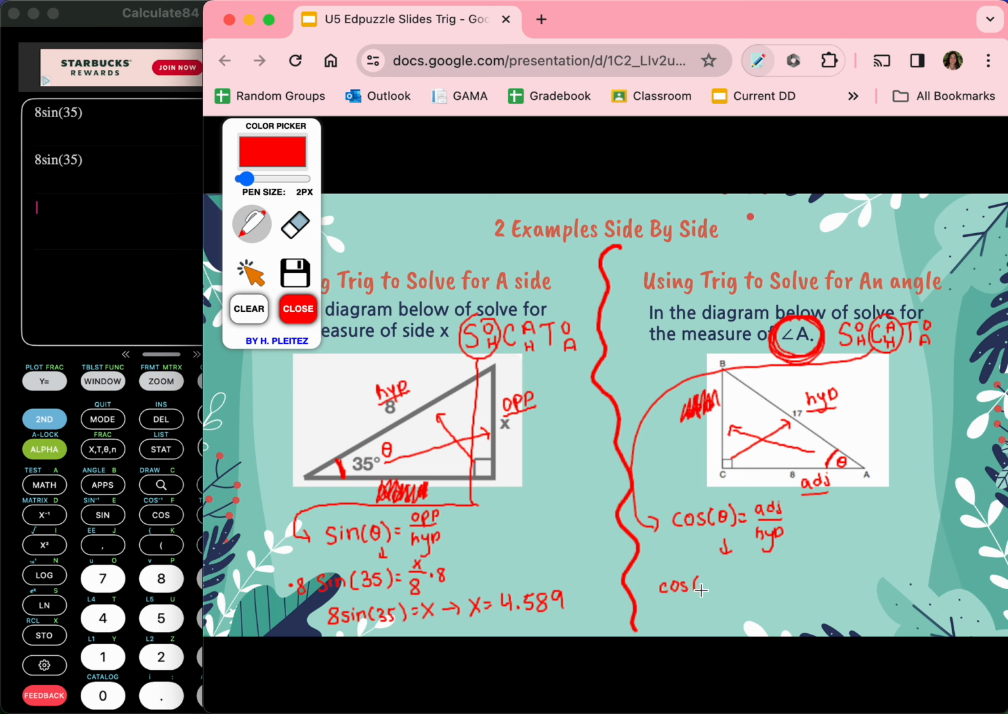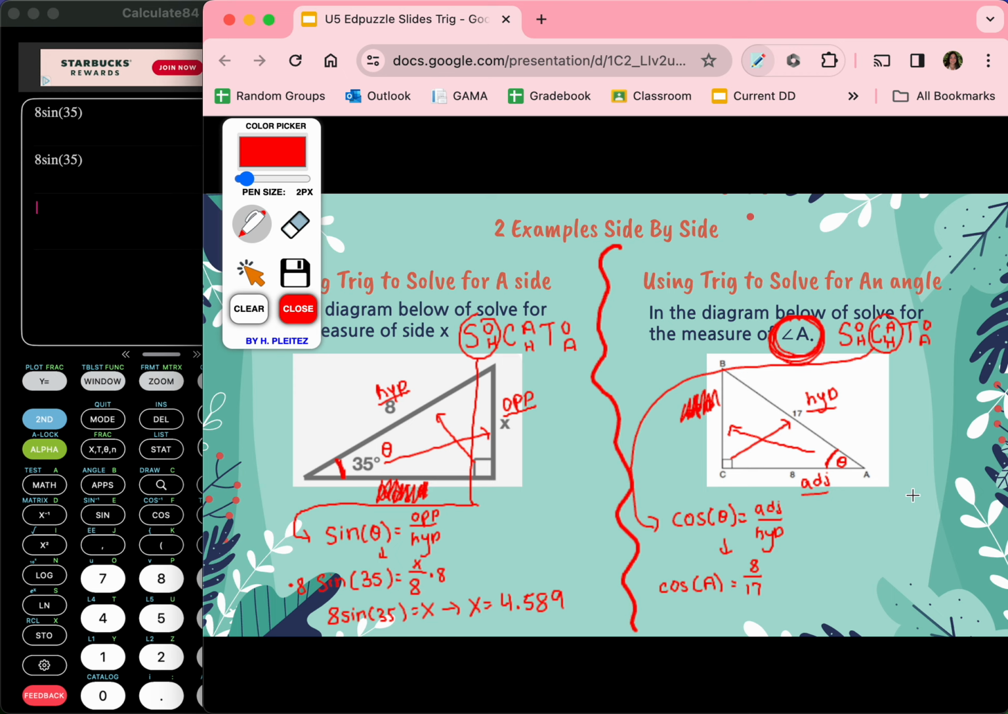So cosine, we don't have a value for theta though. So you can either keep it as theta, or I'm just going to write A in there, because that is the location of our reference angle, and then I'm still going to fill in adjacent, which is 8 over 17. Now at this point, we followed everything from the checklist. However, this is slightly different.